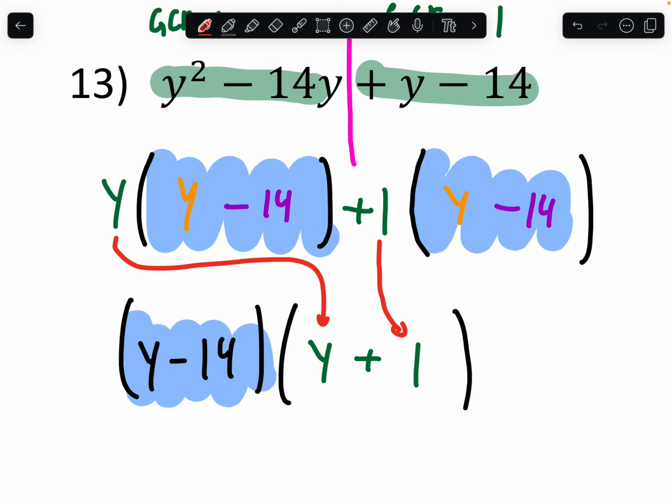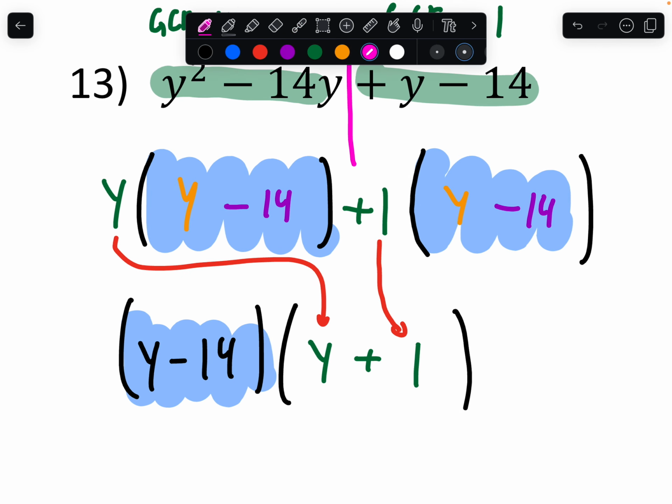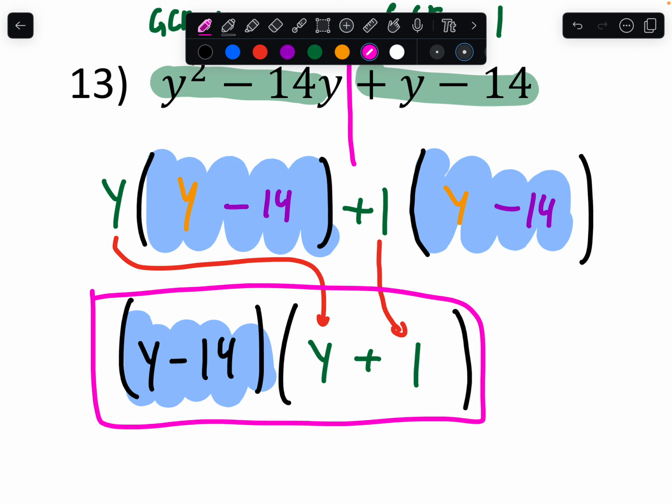So that's the factorization using factoring by grouping. When you're doing factoring by grouping, you end up with 2 sets of parentheses.